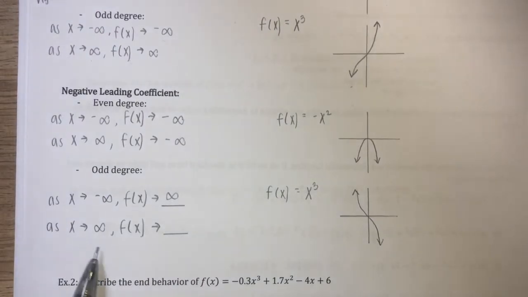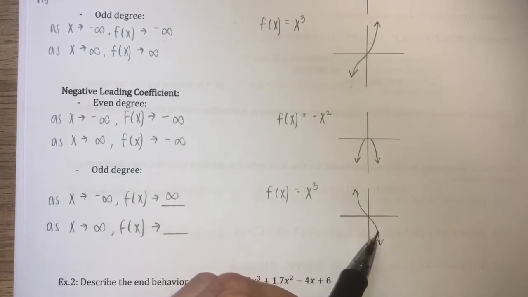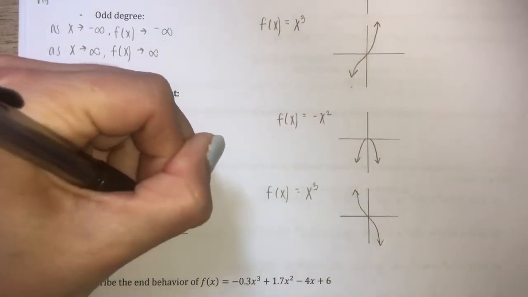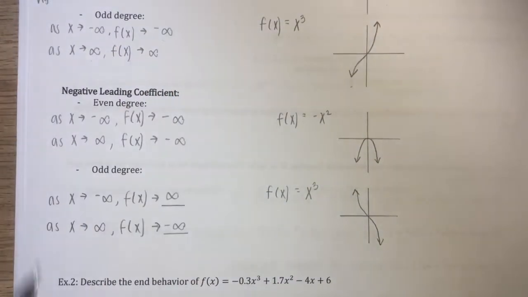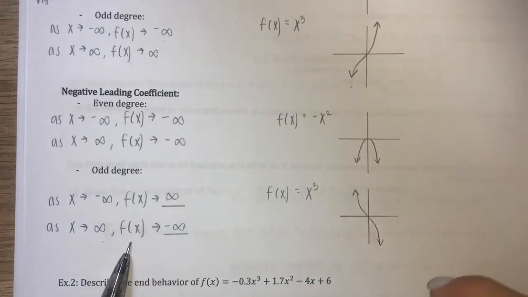And then as x approaches infinity, so as the x values get larger as the graph goes to the right, so if we follow this graph to the right, it finishes off going down. So that means that f of x, or the y coordinates, are approaching negative infinity. They're getting smaller and smaller. So as x approaches positive infinity, f of x approaches negative infinity. As the graph moves right, it also moves down.